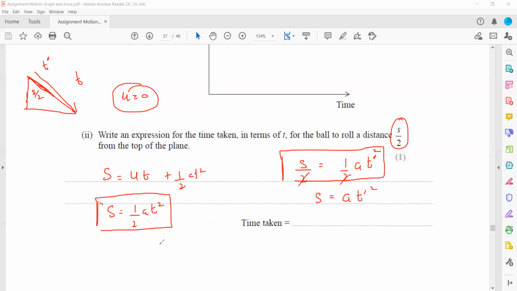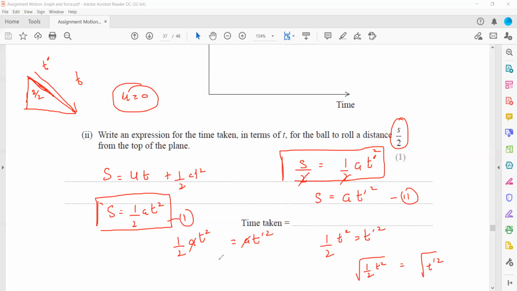When we compare equation 1 with equation 2, we can say half a t square is equal to a t dash square. a will cancel with a. So half t square is equal to t dash square. t dash means the time to complete the half distance. We need this t dash, so we'll take a square root. Under root half t square is equal to under root t dash square. So t dash is equal to t by under root 2.